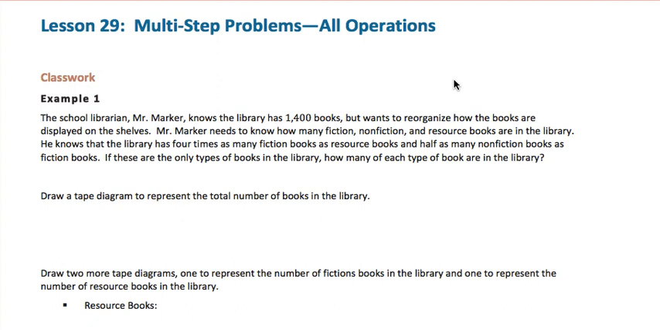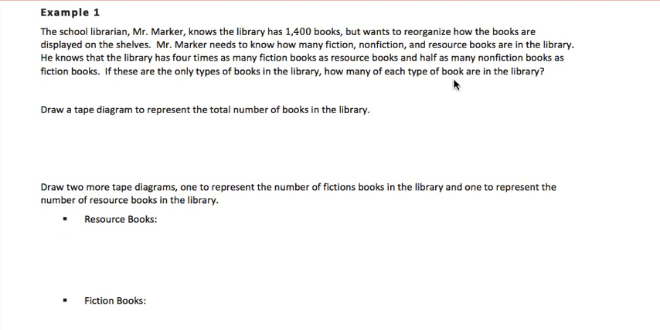For Lesson 29, we're going to extend our work with equations to multi-step problems with all operations. So we'll start with example 1, in which the school librarian, Mr. Marker, knows the library has 1,400 books, but wants to reorganize how the books are displayed on the shelves. He needs to know how many fiction, nonfiction, and resource books are in the library, and he knows that the library has 4 times as many fiction books as resource books, and half as many nonfiction books as fiction books.